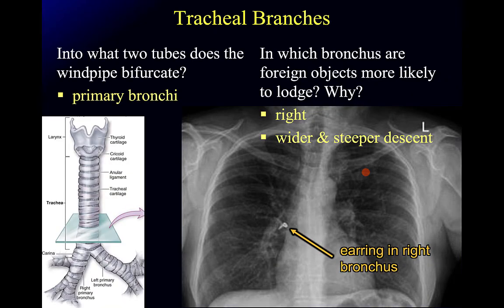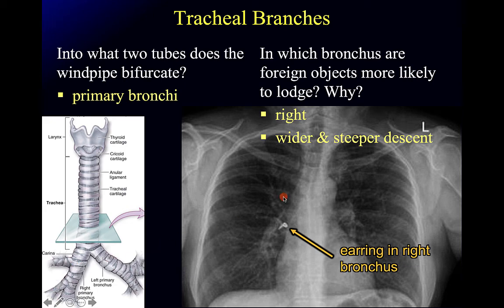So once we get down to the bottom of the trachea, we're going to split into the two primary bronchi. There's a unique cartilaginous ring here called the carina to allow for that split to take place. And we're going to get our left primary bronchus heading over to our left lung, our right primary bronchus heading over to the right lung.